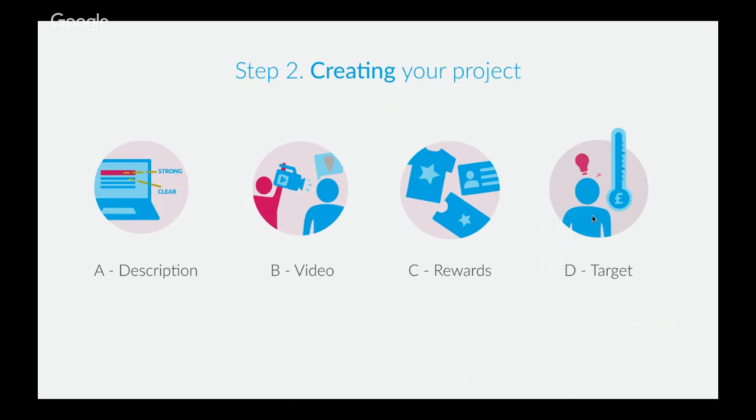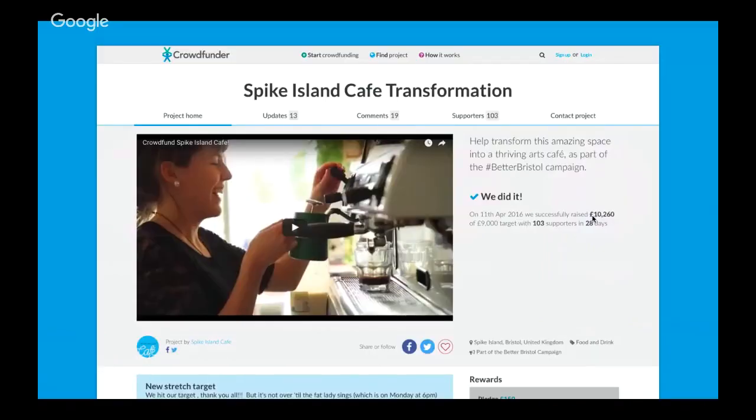Today we're going to look specifically at creating your project page. That will include writing a description, creating a video, thinking about great rewards, and setting your target. Here is an example of a project page. In your guide, there's a fantastic further example of Mockin Coffee, where we've really highlighted all the different key areas that you should include on this project page.